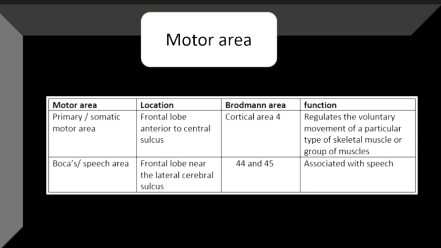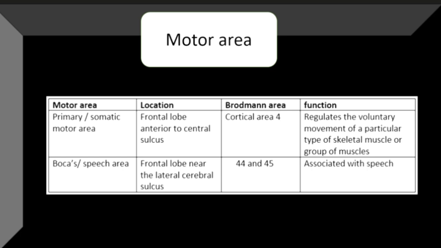So the motor area is the place where it receives the signals and gives back the responses to the stimulated area. We know that sensory areas are where the stimuli start, but the motor area will receive and send the impulse from the brain to the part where it needs to go. So it is further divided into two types, primary and speech area. The primary area is in the frontal lobe, and the speech area is also in the frontal lobe, but in the lateral sulcus.